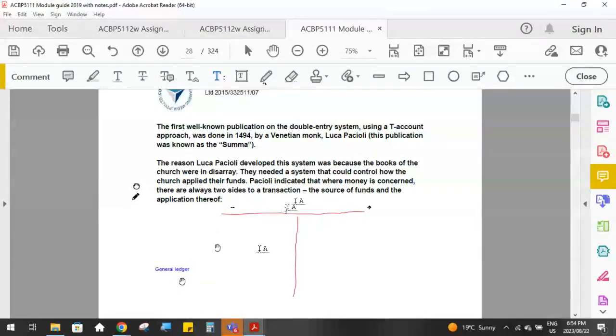And right at the top center of the account, we write the name of the particular general ledger account that we are recording. So let's say, for instance, it's our bank account in the general ledger. Any time that we record a debit into the bank account, we'll write that amount down on the left-hand side. And any time we record a credit into the bank account, we'll write that down on the right-hand side.